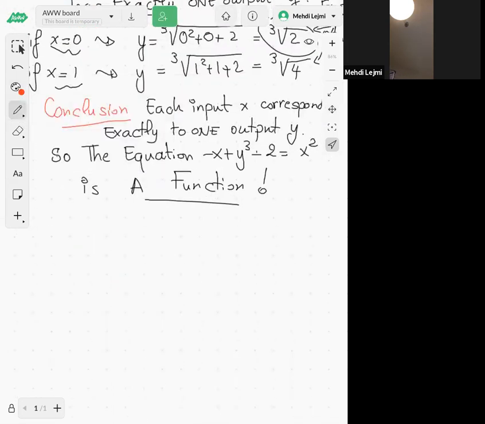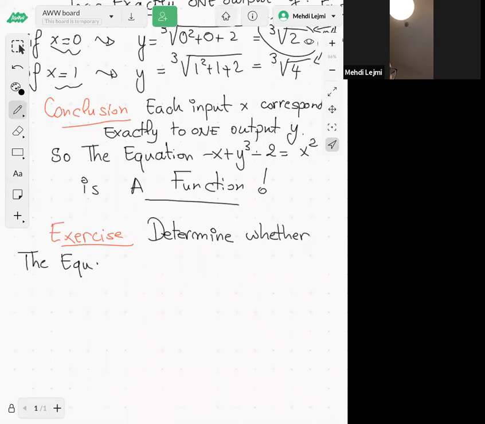Exercise. Because this is like a first step in this section. Anyway, so here's an exercise. You have to determine whether the equation or the equations represent functions. Okay.